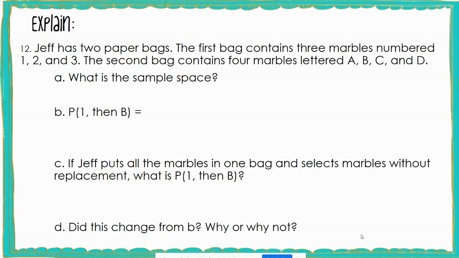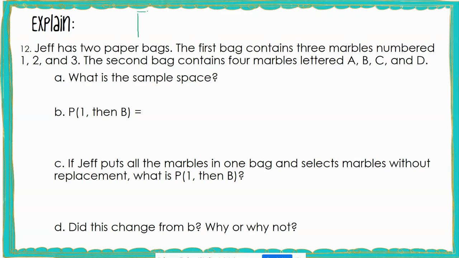Now let's look at number 12. Jeff has 2 paper bags. The first bag contains 3 marbles numbered 1, 2, and 3. The second bag contains 4 marbles lettered A, B, C, and D. What is the sample space?